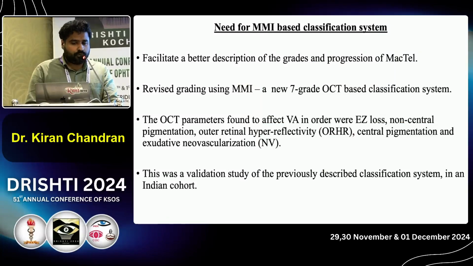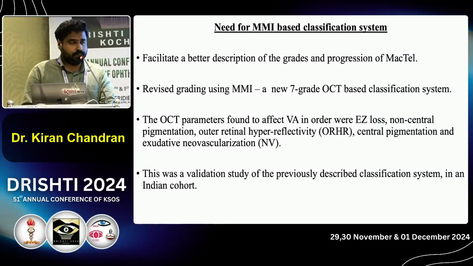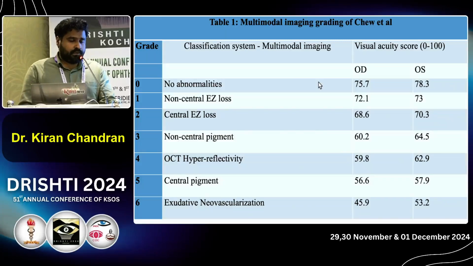So as I told, OCT has been used very frequently in diagnosing MacTel, but so far a staging classification using multimodal imaging, specifically OCT, has not come about. Emily Chew and colleagues from the MacTel group devised this OCT classification system, and 7 grades were devised in this system, with a target measure of best corrected visual acuity. Grade 0 was characterized by no abnormalities, grade 1 by non-central EZ loss, grade 2 by central EZ loss, grade 3 non-central pigment, grade 4 OCT hyperreflectivity, grade 5 central pigment, grade 6 exudative neovascularization. And as the grade of the disease progressed, the visual acuity also dropped.